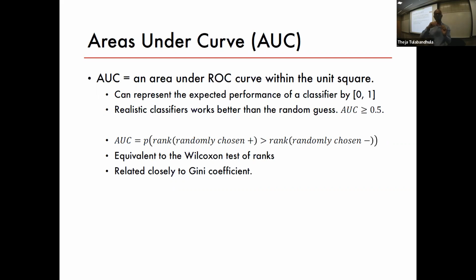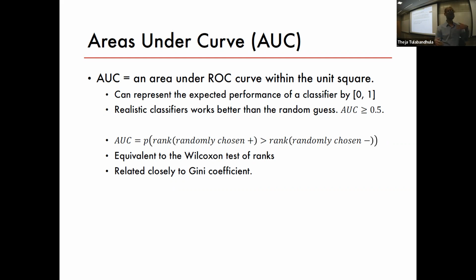Under a random classifier, if you remember, it was on the diagonal. So that area is the lower triangle, 1/2. So AUC of 1/2 or below is terrible, and AUC of 1 is the best you can achieve. In between, it gives you a sense of the average performance of the classifier, very similar to the accuracy number. So they are kind of comparable.